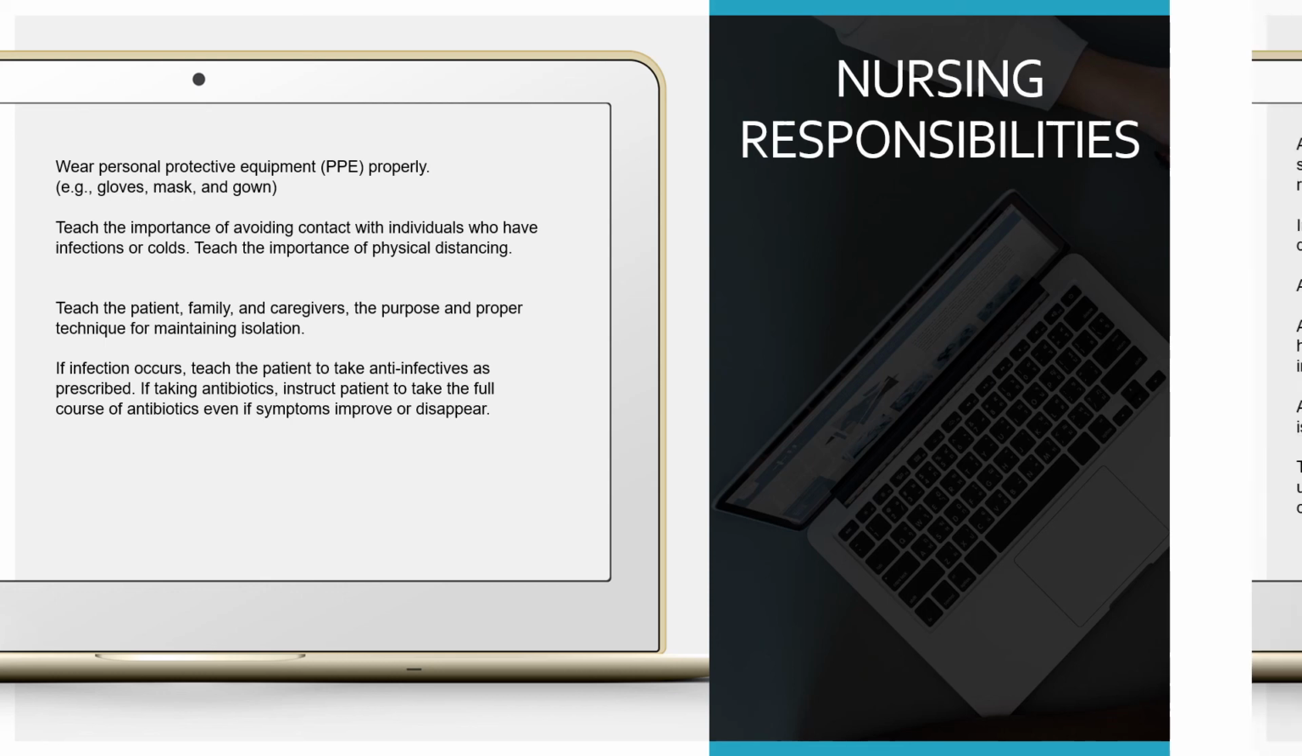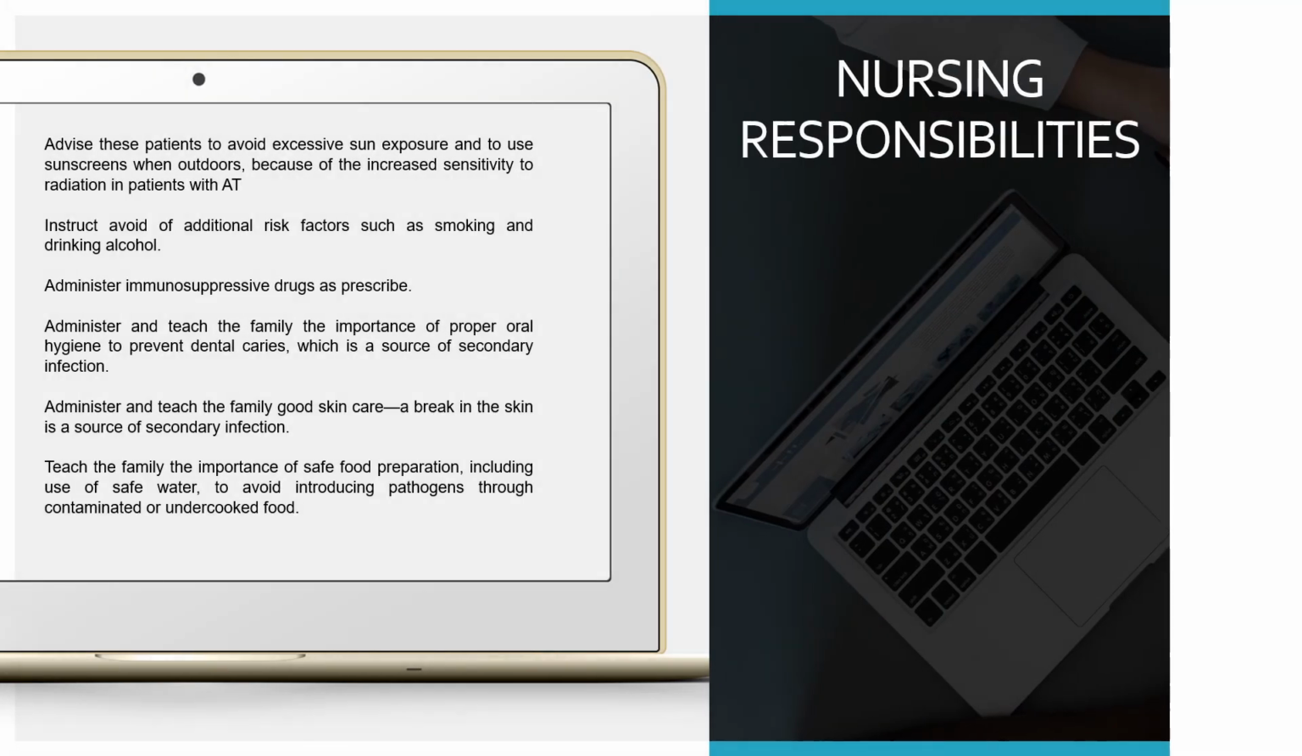Advise these patients to avoid excessive sun exposure and to use sunscreens when outdoors. Because of the increased sensitivity to radiation in patients with ataxia telangiectasia, advise these patients to avoid excessive sun exposure and to use sunscreens when outdoors.